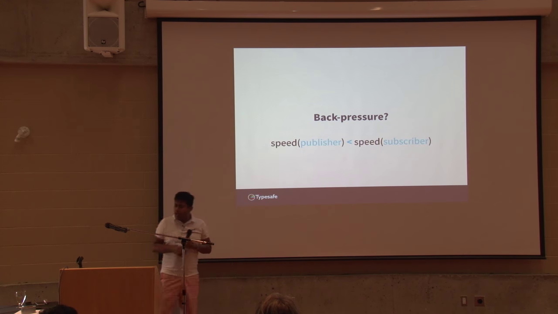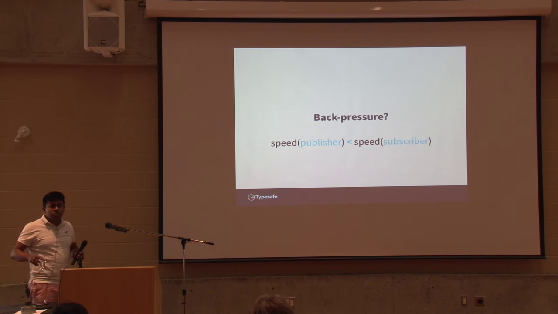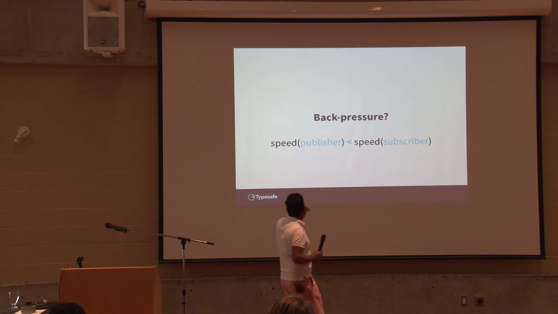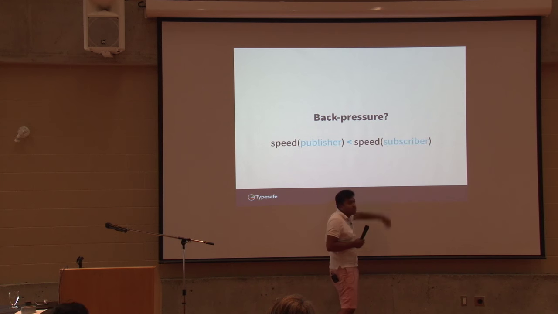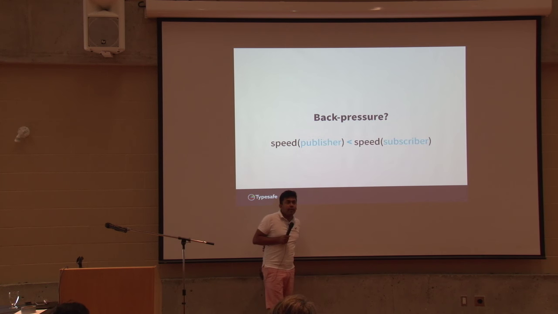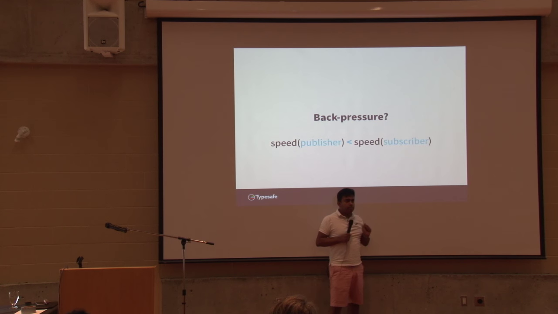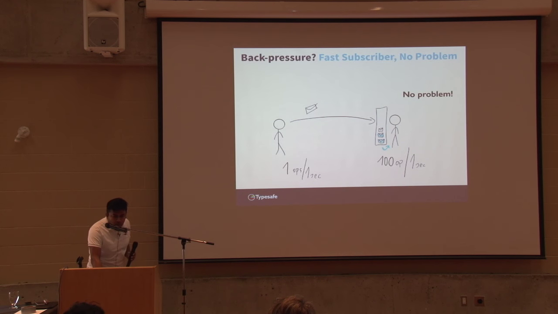The only logical way we can address this problem is to make sure the speed of the publisher is less than the speed of the subscriber, right? So this guy should control it. And that's where this whole model comes in.